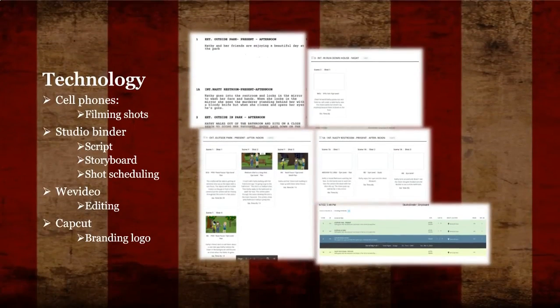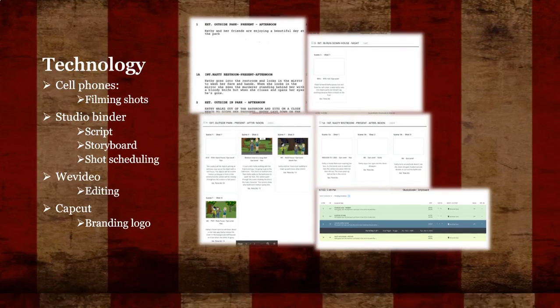Cell phones were used for filming the shots. Studio Binder was used for storyboarding, shot scheduling, and script writing. And CapCut was used to make our branding logo.